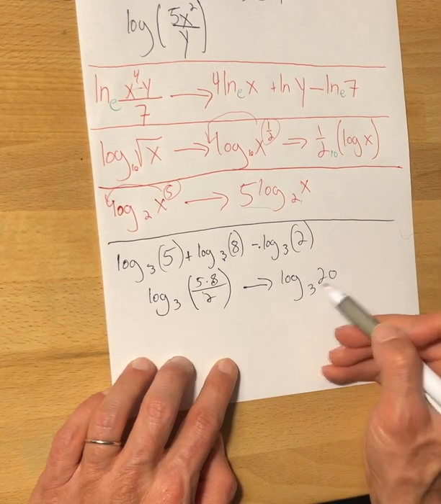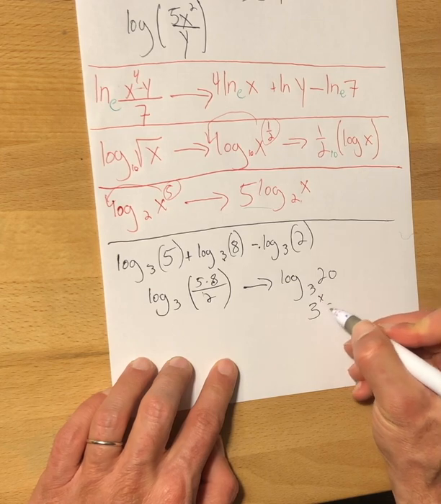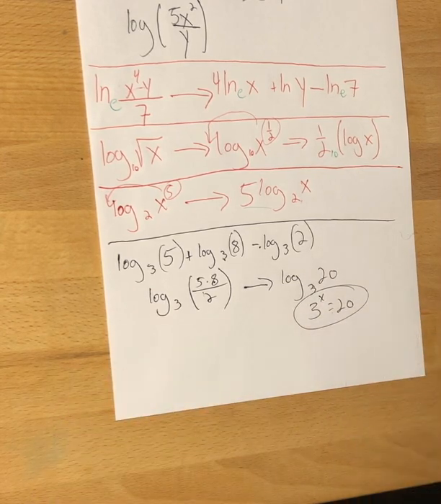And if you wanted to solve this on the calculator, or if you want to rewrite this in exponential form, it'd be 3 raised to what power equals 20. And I'm going to show you how to find that answer next class. Okay.